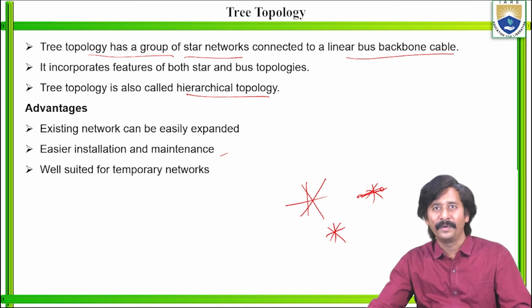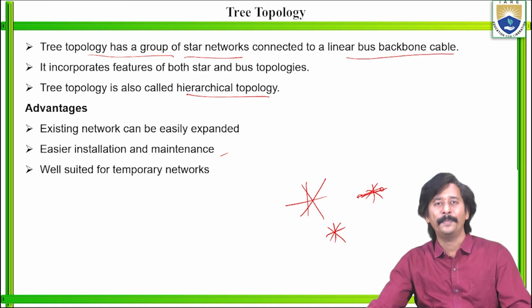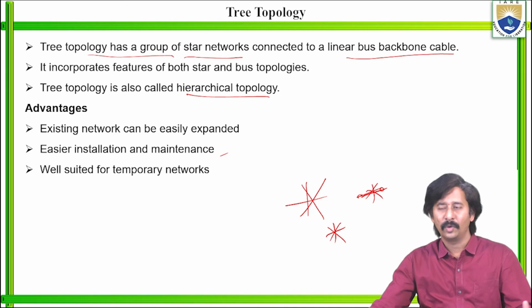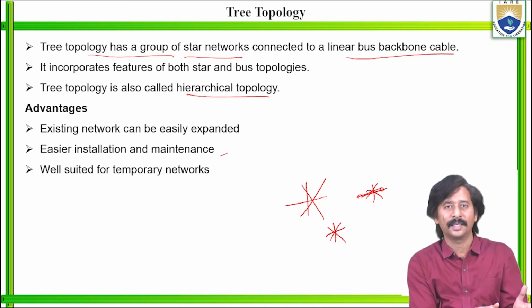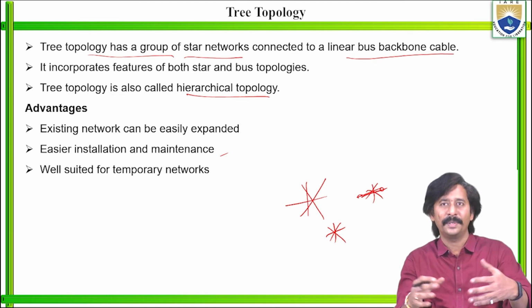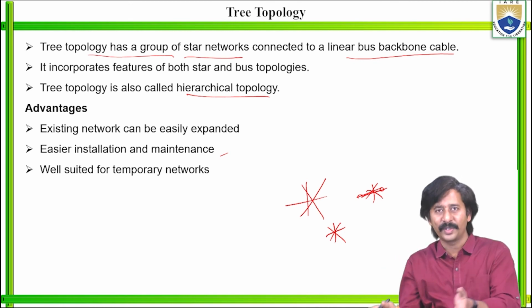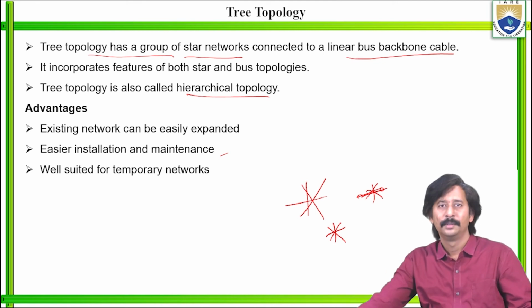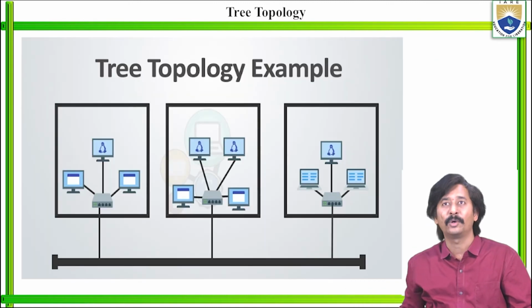That is very important nowadays, installation as well as maintenance. Then, well suited for temporary networks. Temporary networks, which means that to perform a particular action, we need these resources. So at that time, we need to establish a temporary network. With the help of that temporary network, we are capable of executing a number of applications. After completion of our task, we just need to destroy that network. That is another advantage of tree topology.